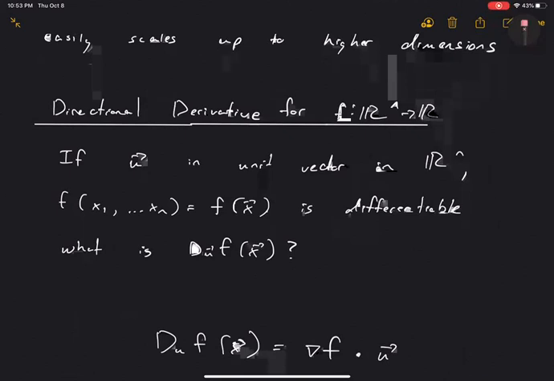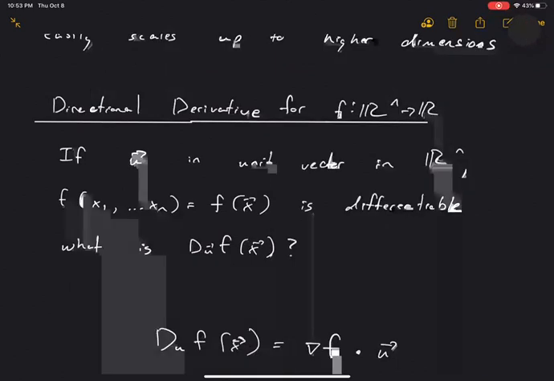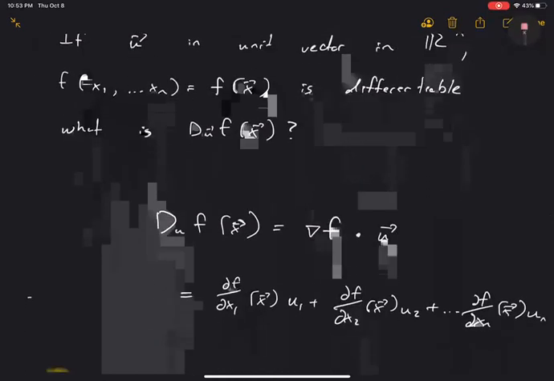If u is a unit vector in Rn, and f is a multivariable function of x1 to xn. Remember, the more variables we have, the simpler it is to just use this compact vector notation. So let's say this function is differentiable and u is a unit vector. What is the directional derivative d sub u of f of x?